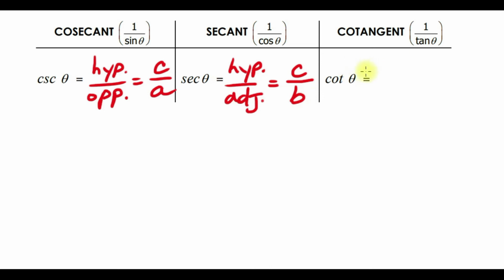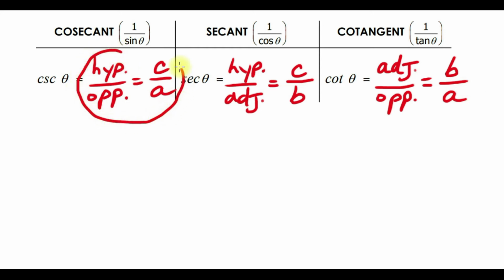And then cotangent is the reciprocal of tangent. So instead of opposite over adjacent, it's adjacent over opposite. So that is the same as, adjacent is side B, and opposite is side A from theta. So these are the ratios for the reciprocal trig functions.